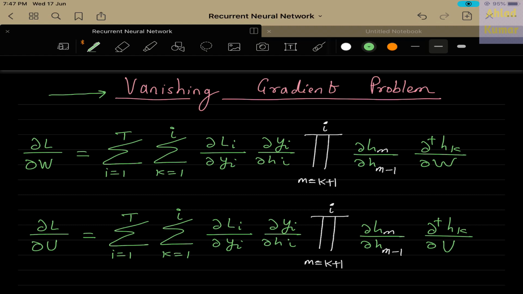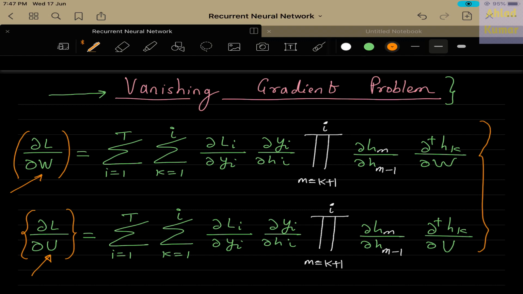So in order to understand the problem of vanishing gradients, I am repeating these equations again. You can cross verify that these are the equations that I have taken from the slides above. The first equation is the derivative of the loss function with respect to the weights w, and this is the derivative of the loss function with respect to the weight u. The problem of vanishing gradients arises because of this factor, which is given over here.